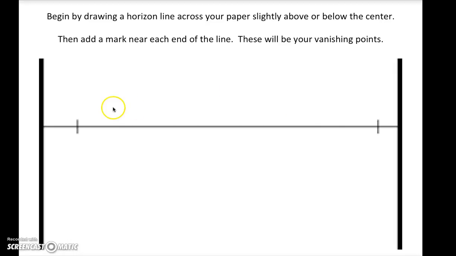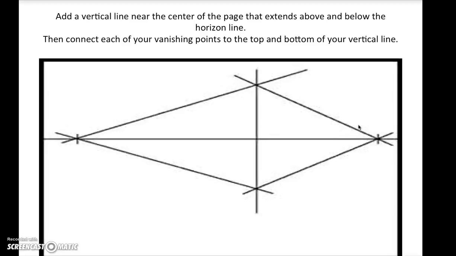Once you have that line drawn, you want to make a mark very close to the edge of the line on each side. You can put a little dash like this, you can put an X. This is going to be your vanishing point. So two-point perspective has two vanishing points.